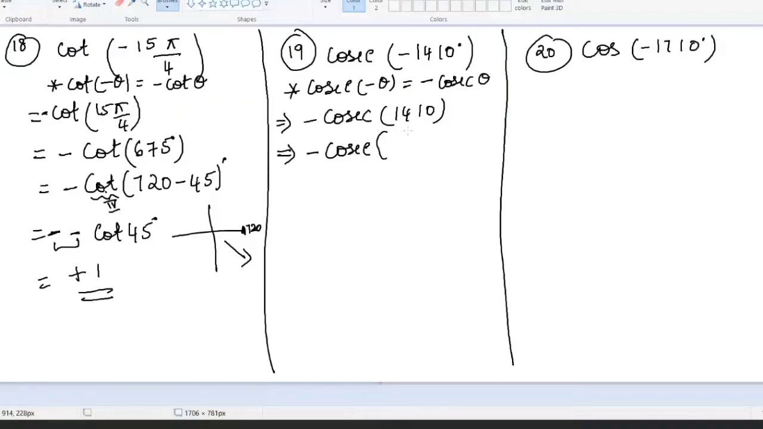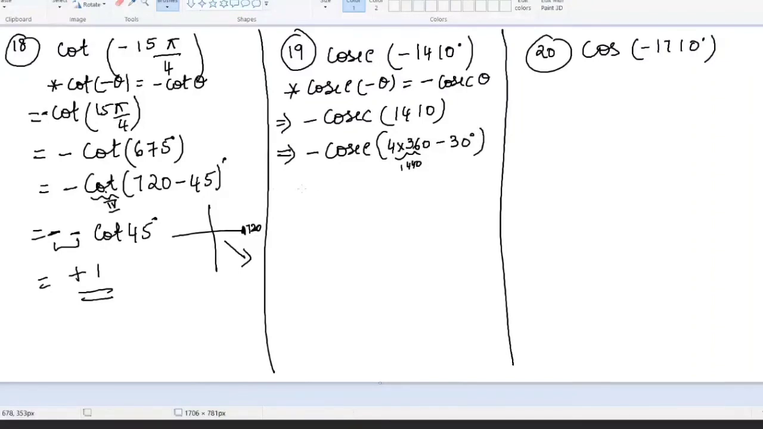4 times 360. So how much is that? Or 720 into 2. 4 times 360 is 1440, right? 1440 minus 30 is giving me 1410. Okay, so either 4 times 360 or 2 times 720 means the same. You write however you are able to understand. So you can write 4 times 360. This is giving you 1440. But you want 1410, so you have to subtract 30 degrees.